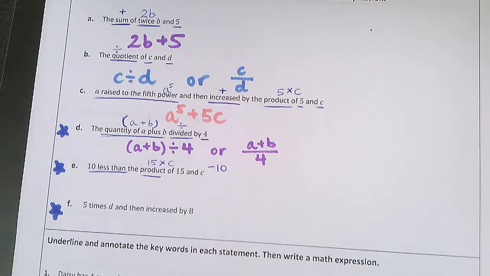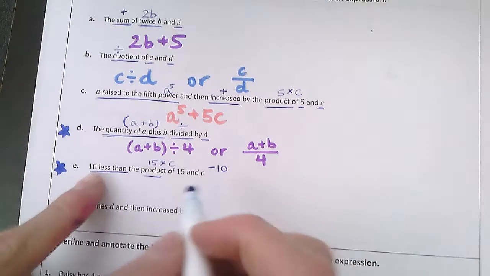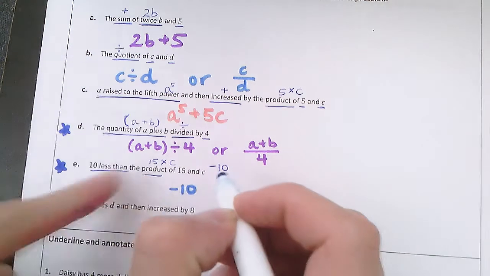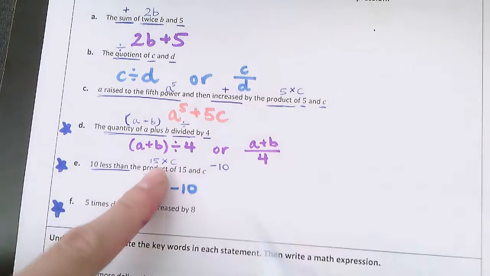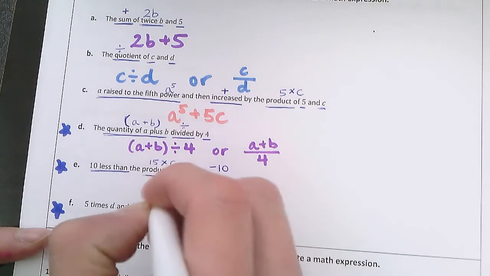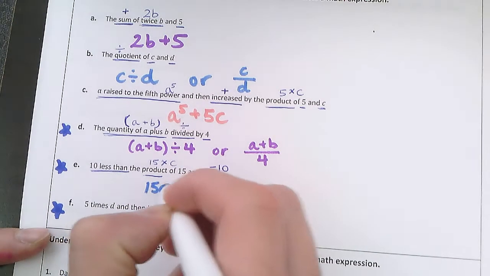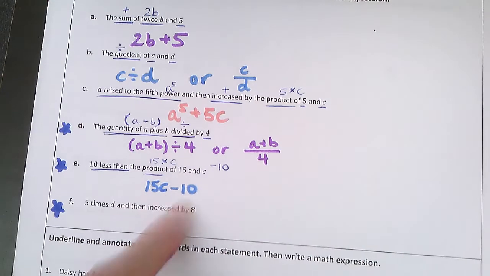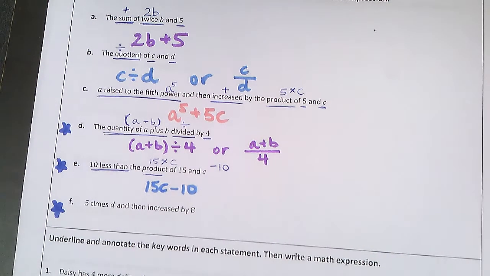Now we can put it all together. 10 less than, so that's going to be at the end. The product of 15 and c, which is 15 times c, and I can just write that as 15c. So now I have the product of 15c and then 10 less than that. 3 gold stars if you got that one right.